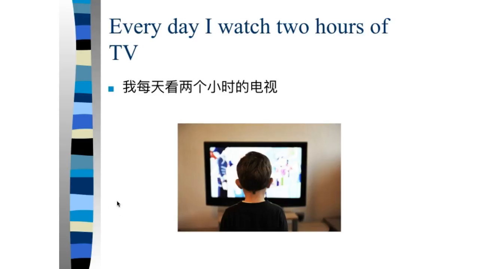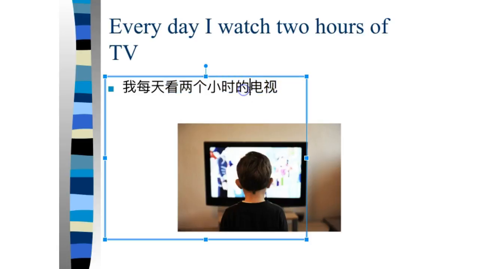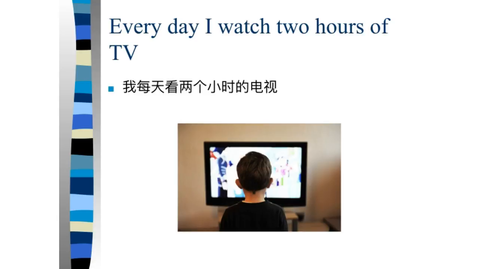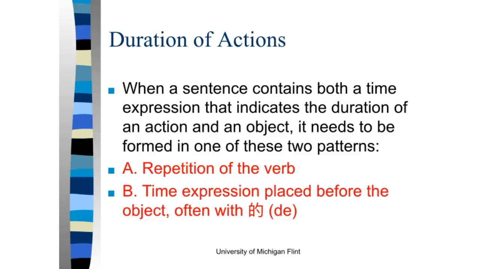You can also rearrange the sentence around. So instead of saying verb plus object plus verb plus the time expression, you move the time expression to the front and use it to modify the object. For example, in this sentence, 我每天看2个小时的电视. It's exactly equivalent to the previous expression. However, in this case, you're saying, I watched 2 hours of TV, using the de structure. The overall grammatical term for this is a so-called duration of action.